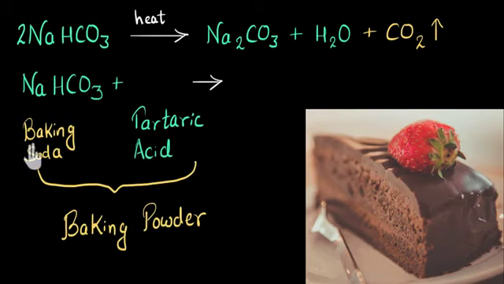So we mix baking soda with tartaric acid and we get baking powder. And if you're wondering what is the chemical formula of tartaric acid, then don't worry about that. Just know that tartaric acid has H+. It can give H+ ion because it's an acid, and it has some random negative ion. I'm denoting that with X-. So its chemical formula will be, let's say, HX. Okay, just to keep things simple over here.